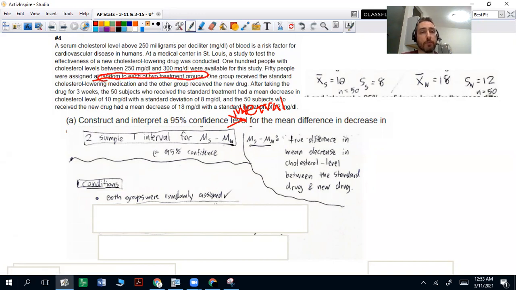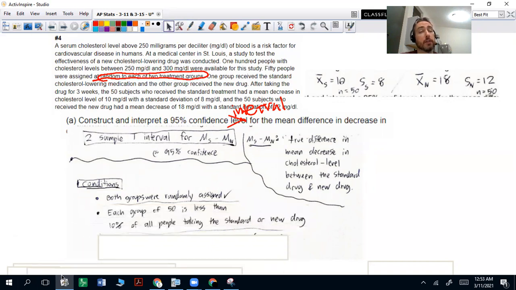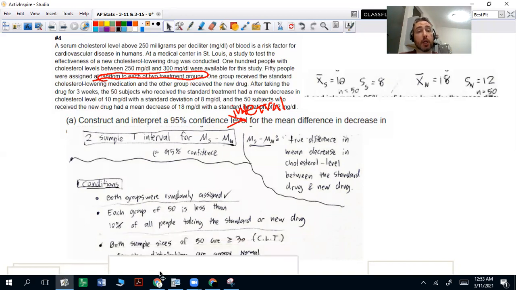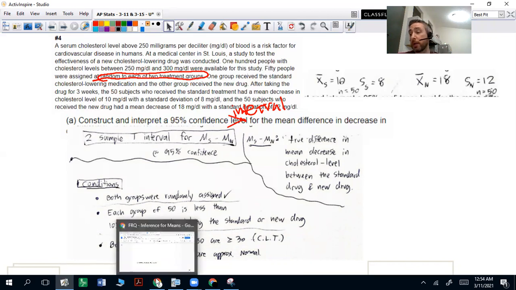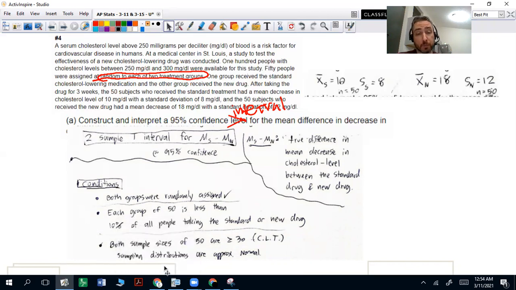Second one. Each group is 50. We would have to assume that that's less than 10% of all people taking the standard or the new drug. And then finally, because of our large sample size, 50 is greater than or equal to 30, we've met the central limit theorem, so our sampling distributions will be approximately normal. So we're ready to run the test, the interval. So let's go in our calculator and do that.